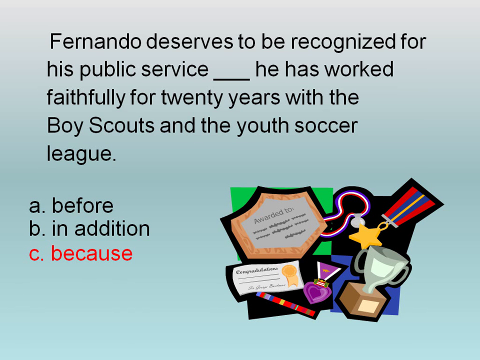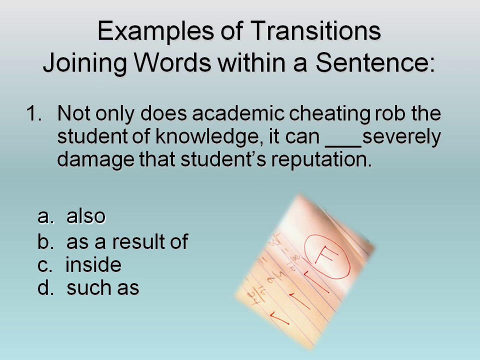Transition choice A, before, reveals time order, and transition choice B, in addition, indicates that the author is adding to the first idea. You will learn more about these transitions and thought patterns later in our discussion. First, it is helpful to see how transitions serve a vital function in building ideas within a sentence. Read example 1 and complete it with a transition that shows the relationship of ideas within the sentence.